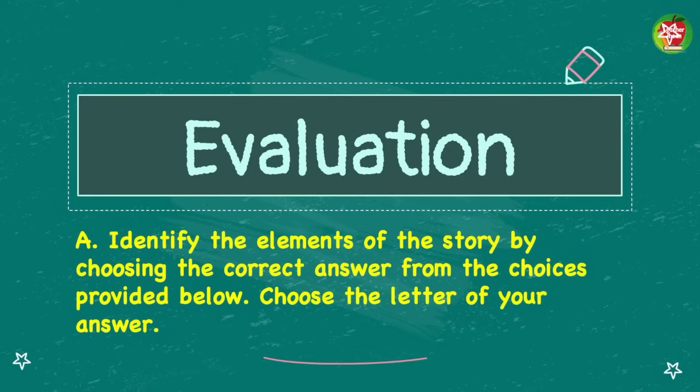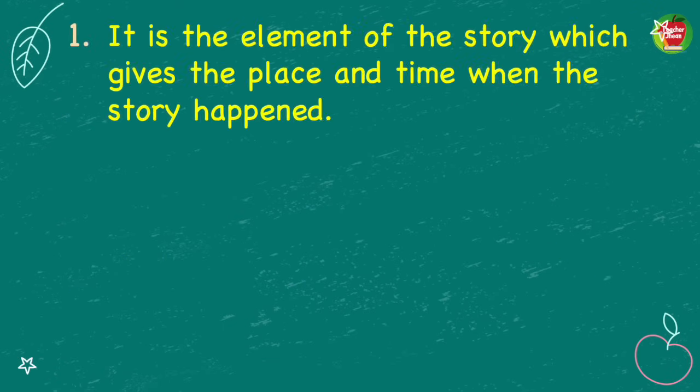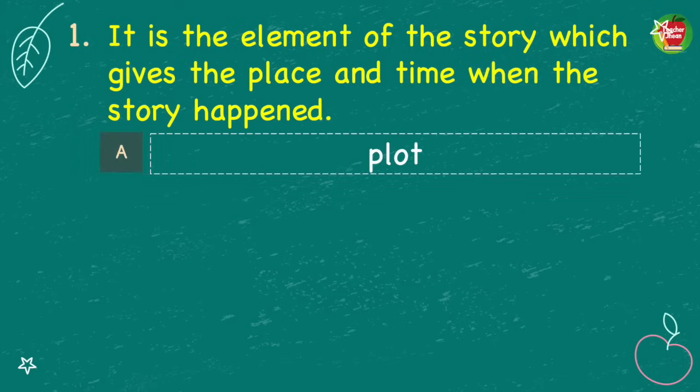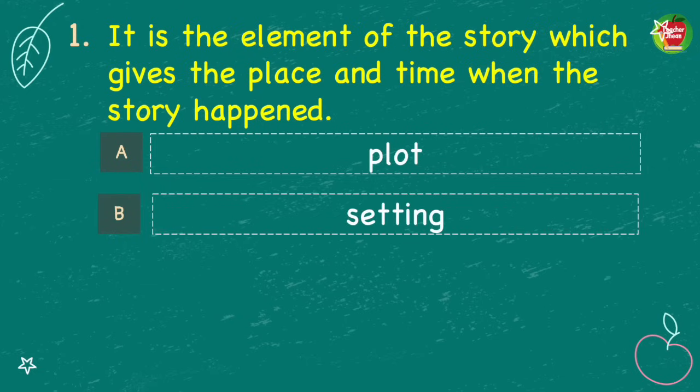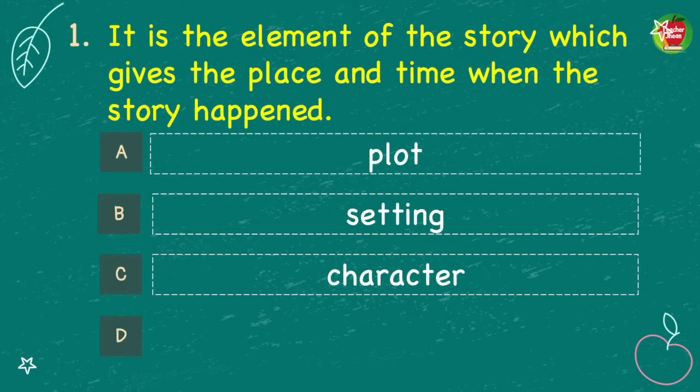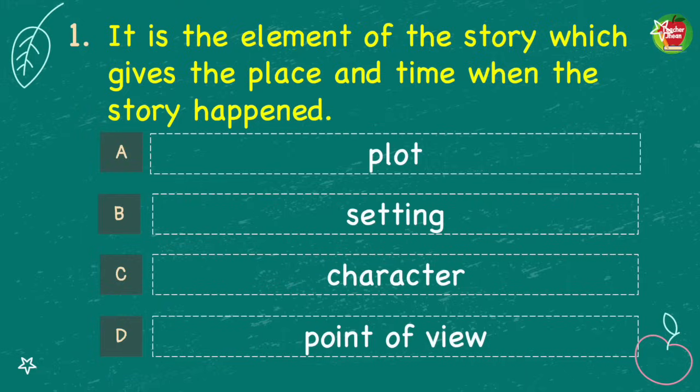Now let's have an evaluation. Identify the elements of the story by choosing the correct answer from the choices provided below. Choose the letter of your answer. Number 1, it is the element of the story which gives the place and time when the story happened. A. Plot. B. Setting. C. Character. Or D. Point of view.